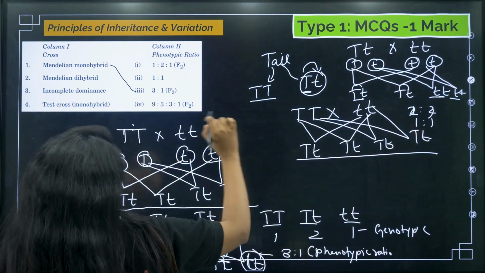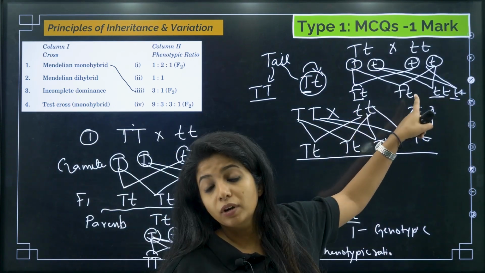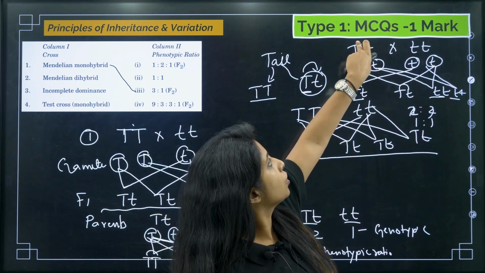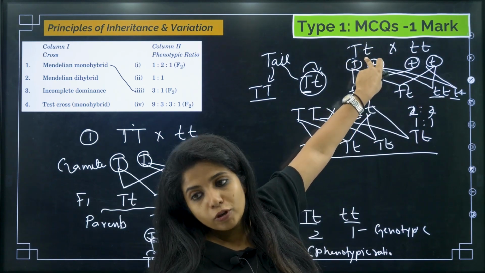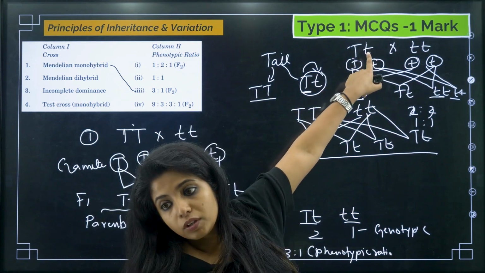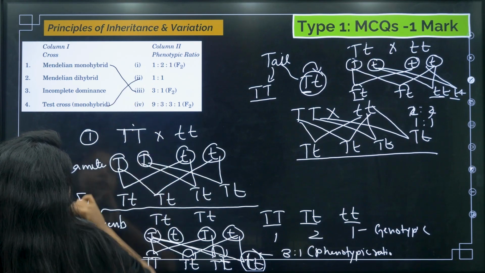So for a test cross, if a 1:1 ratio comes in, then this is probably not homozygous tall. Homozygous tall means both alleles are the same. It is heterozygous tall because one allele is different from the other. So this is for the test cross.